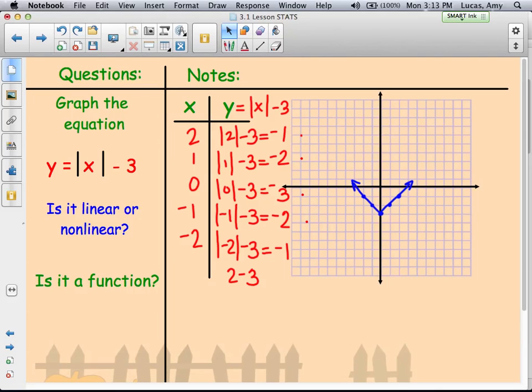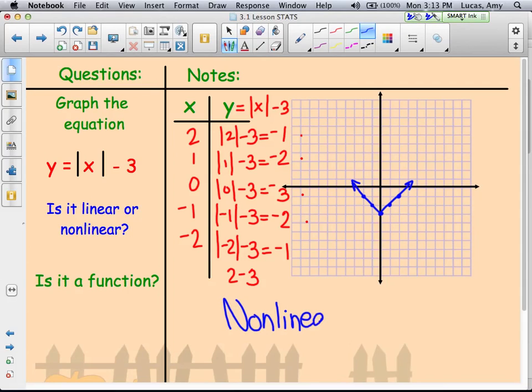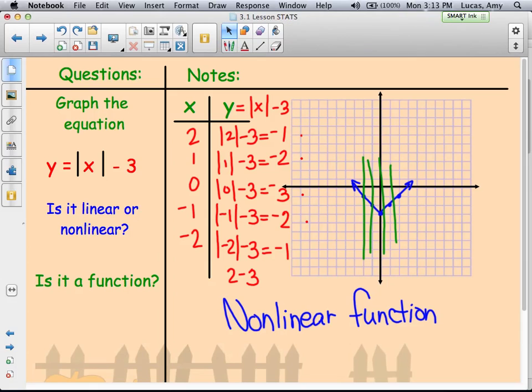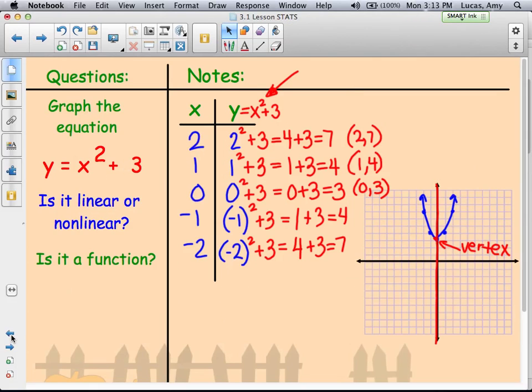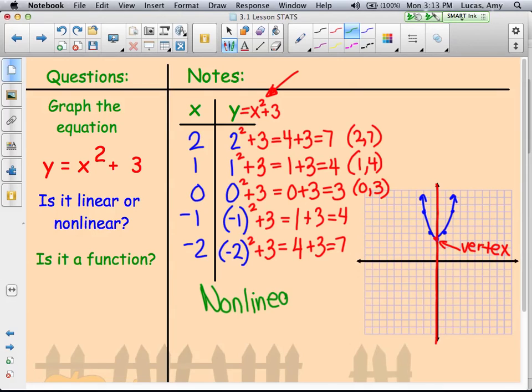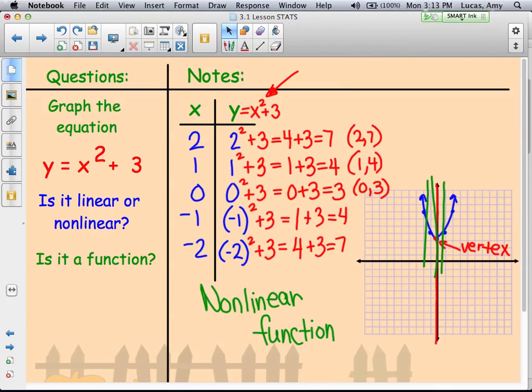So an angle, 2 rays, or a V, it is non-linear. It is not a straight line, non-linear. And does it pass the vertical line test? Absolutely. So it's a nonlinear function. Now, I'm going to go back to the last one because I'm pretty sure I didn't write that. This one is nonlinear. It's not a straight line. And it passes the vertical line test. So it is a function. So all 3 of these are functions. One of them was a linear function. The other 2 are nonlinear.